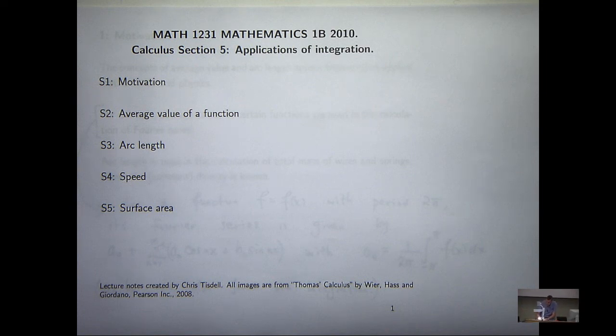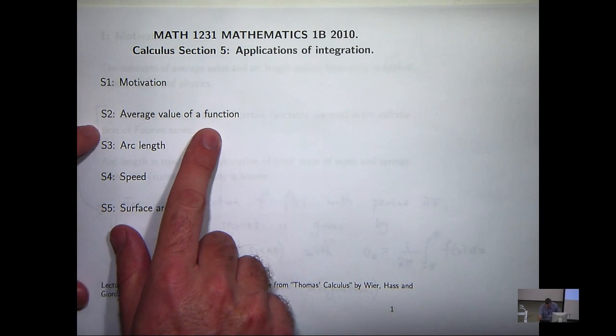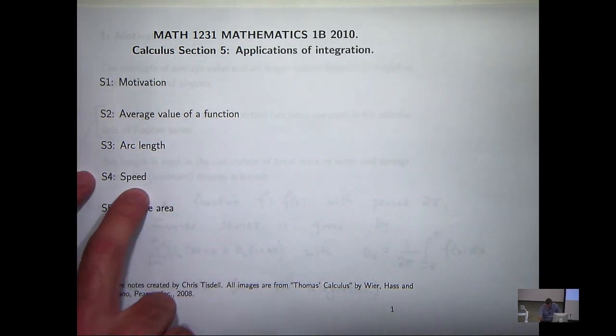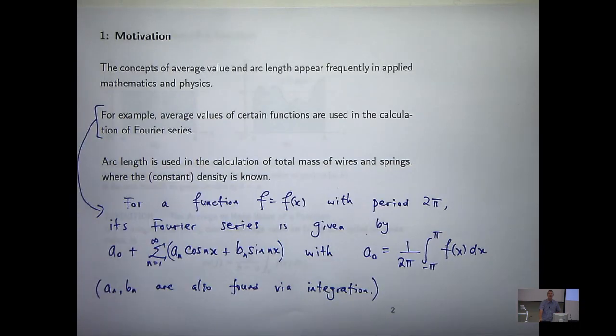Section 5 is all about applications of integration. Well, you may think, okay, I know applications of integration. Well, probably not these ones. Today's lecture, we're going to talk about the so-called average value of a function, arc length, and if we have time, we'll talk about speed.